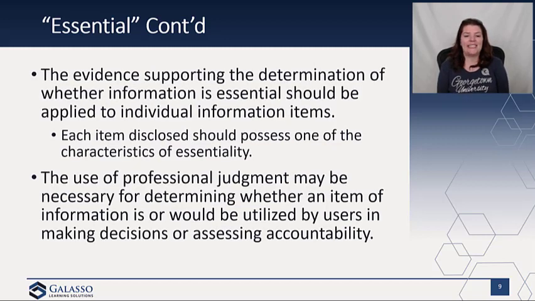Now, the evidence supporting the determination of whether something is essential should be applied to individual items. Each item has to be assessed for possessing one of those characteristics of essentiality, and the use of professional judgment may be necessary for determining whether an item of information is or would be used. Because there's not a right answer here. Some people might have it, some might not, some might consider it, some might not. And so as a result, what is the overall, on average, who is or is not using that?